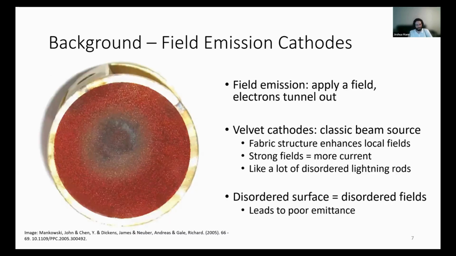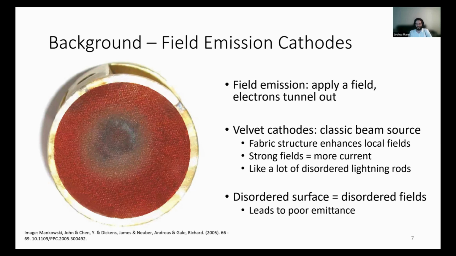So another thing that I want to talk about is field emission. It's sort of underlying our laser field emission cathodes, so it's good to talk about. And by field emission, I mean we're taking a cathode and you apply an electric field to it, and electrons can tunnel out into vacuum. So it's probably one of the simplest types of cathodes.